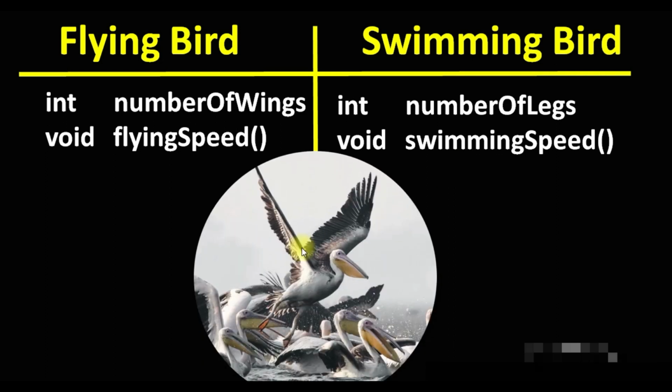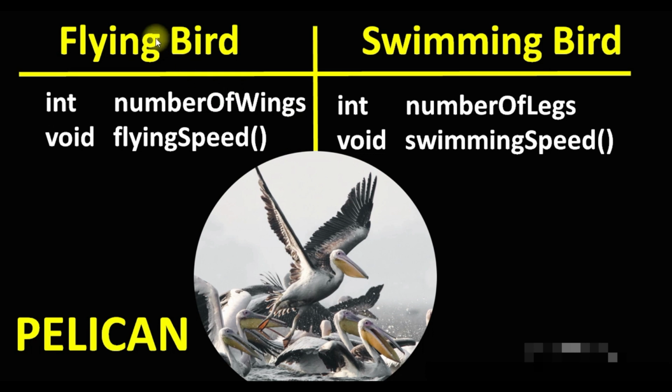But if you check this bird which is called a pelican, it can fly as well as swim. So this bird should have all these properties, right? So I can use these properties, that is basically number of wings. I can also use this method, let's say its flying speed. Similarly, I can use these properties, how many legs it uses to swim and what is its swimming speed. Okay, so that means I can use the Java interface concept to build this scenario, right?